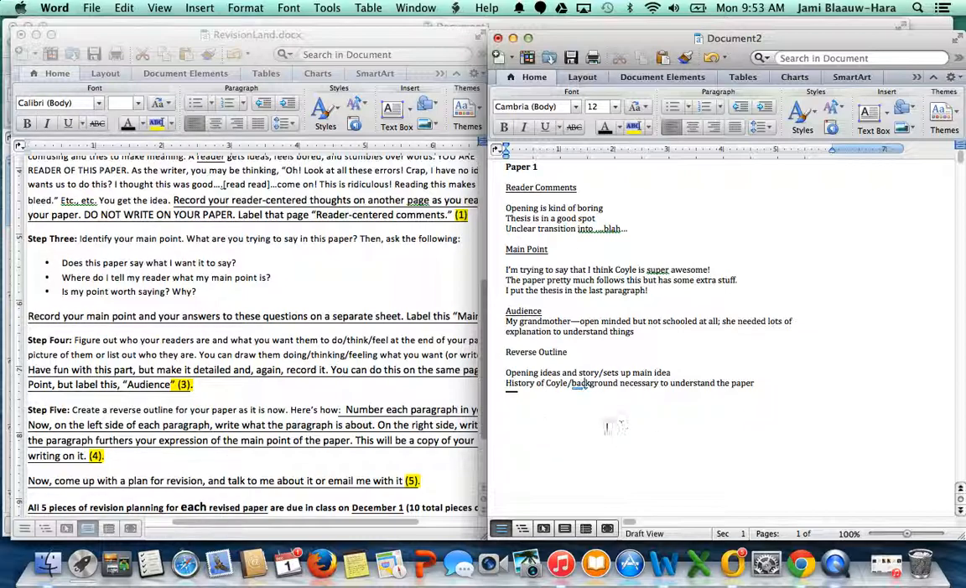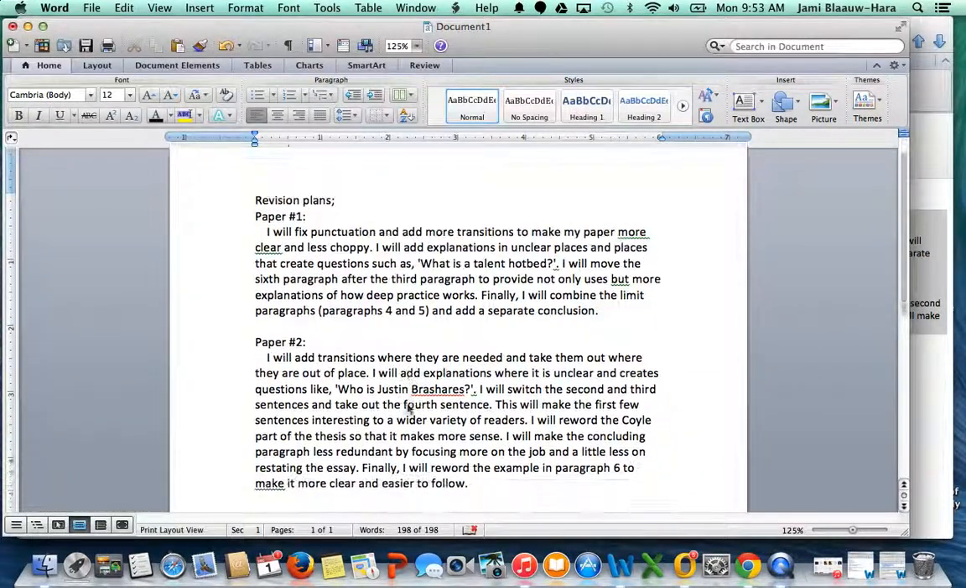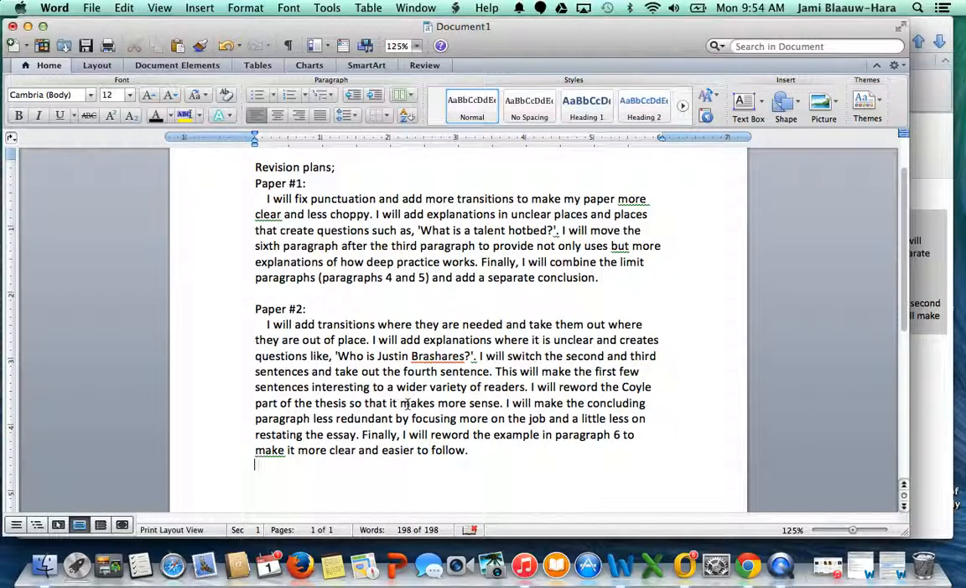Okay, then you'll send all this stuff to me. You'll have all this information here, which is all your RevisionLand work. And then in a separate post, you're going to be sending me your revision plan. This is just one example. This is a revision plan from a student in my face-to-face class. Okay, and you'll see that each one is different.